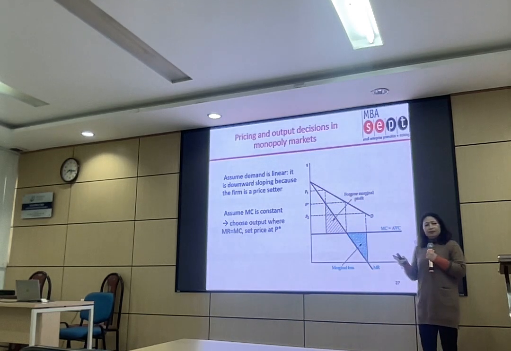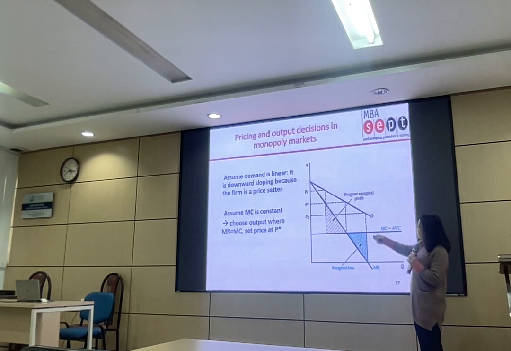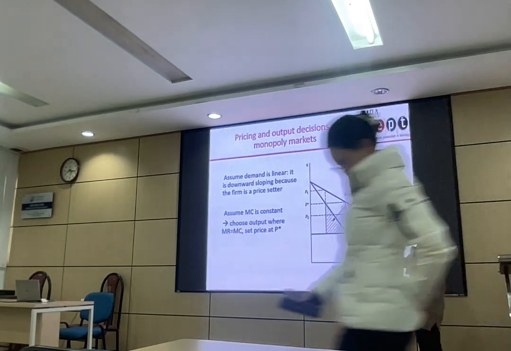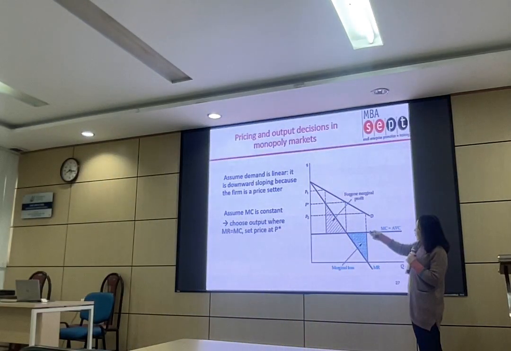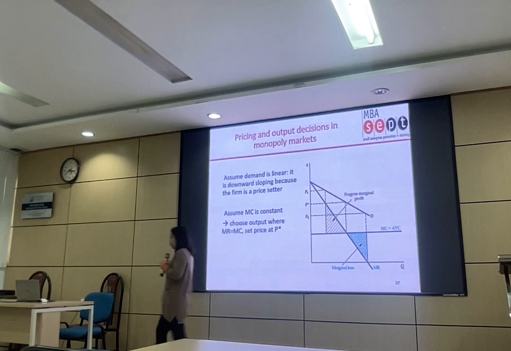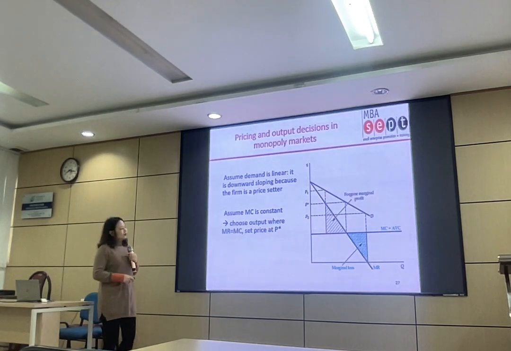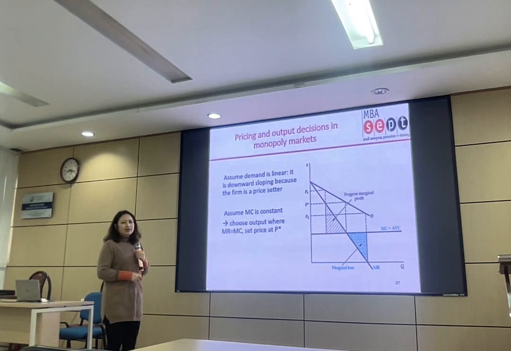No, step by step. First, we just compare between the alternative solutions. First, choose P-star as this quantity, and second is this price at P1, and the quantity is lower. Why P1? Because P1 can give the monopoly a higher price.